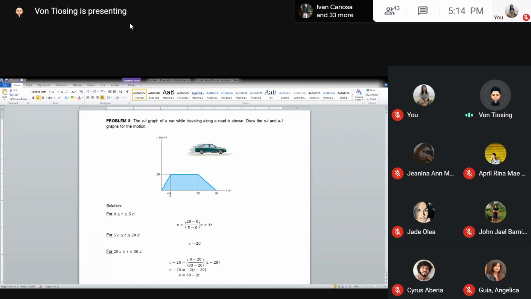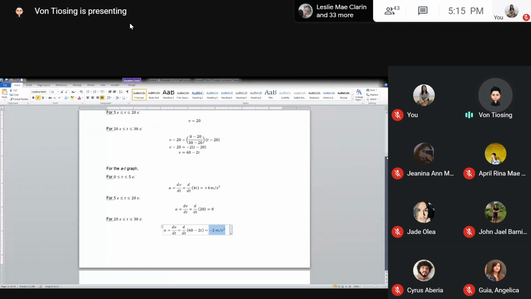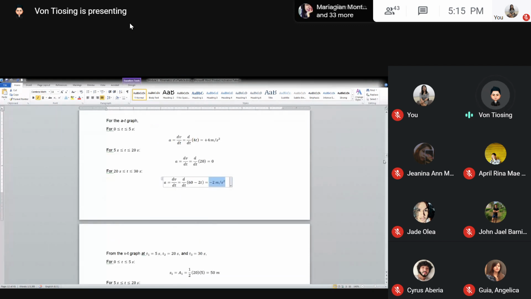Then this one is 20 times 20 minus 5 na 15. Okay, so 15, that is 300. And the area of this one is 1/2 times 20 times the difference of 30 and 20, which is 10, so 100. So 50, 300, and then 100. Okay, so ganun din yung makukuha natin if we integrate these 3 functions nandito.